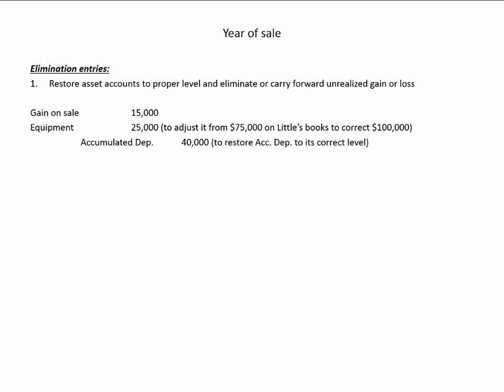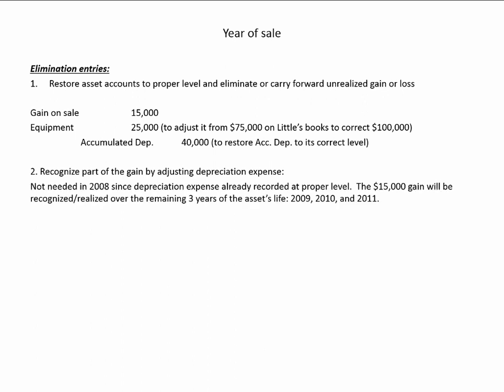And third, we need to restore the accumulated depreciation that was eliminated when Big sold that asset. Again, recall that the entry to record the sale of that asset included Big eliminating the $40,000 of accumulated depreciation. Here, we're putting it back on the consolidated balance sheet. Now again, next year, we're going to have to recognize part of the gain by adjusting depreciation expense. But as I indicated earlier, that's not needed in 2008 since depreciation expense had already been recorded at the proper level. Okay, let's go ahead and go forward to 2009.